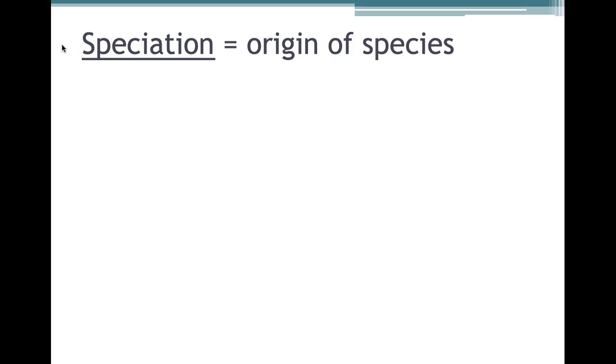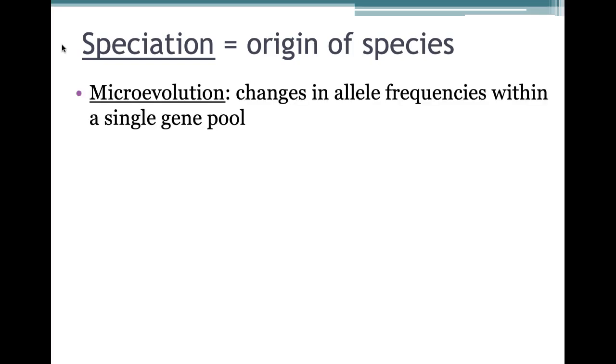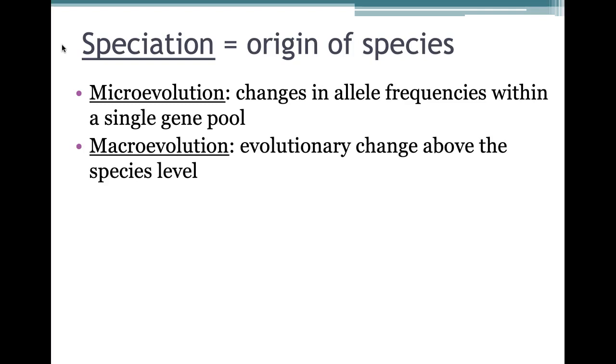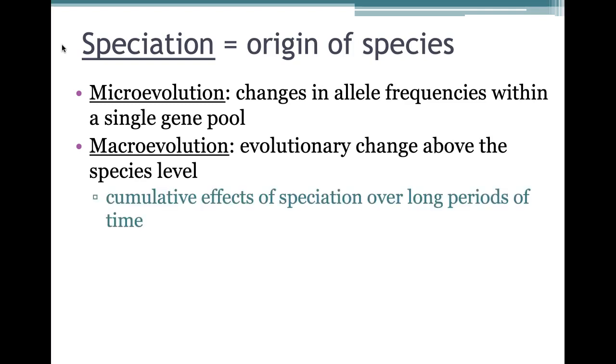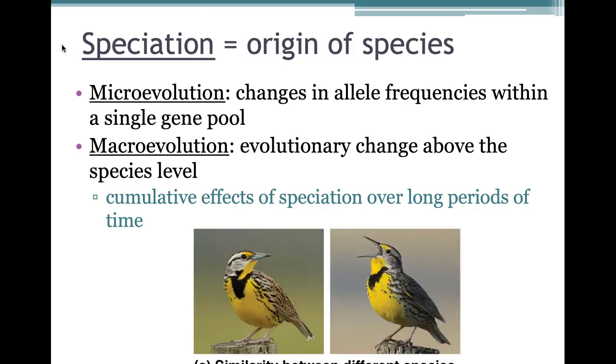So there's 2 ways of looking at speciation, and again, that branching off on a micro scale versus a macro scale. So microevolution is when we focus on those allele frequencies within a single gene pool. So again, going back to the homozygous, dominant, and recessive, and that heterozygous. Looking at that information would be microevolution. Macroevolution is the evolutionary change above looking at a species. So these are going to be the cumulative effects of speciation, the branching off, over long periods of time.